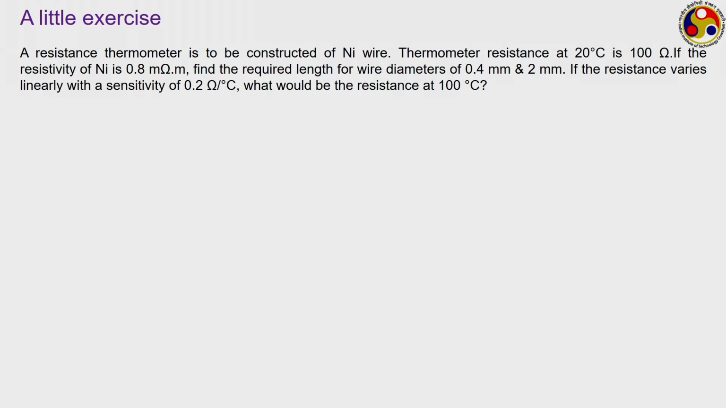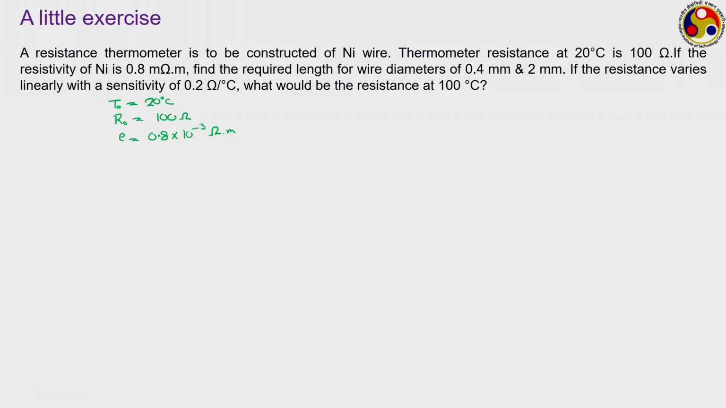So we have initial temperature, say we can write T naught to be equal to 20 degrees Celsius, and corresponding reference resistance is equal to 100 ohm, and the resistivity, which commonly is written as rho, is given as 0.8 into 10 to the power minus 3 ohm meter. Now we have to calculate the length of this resistor.